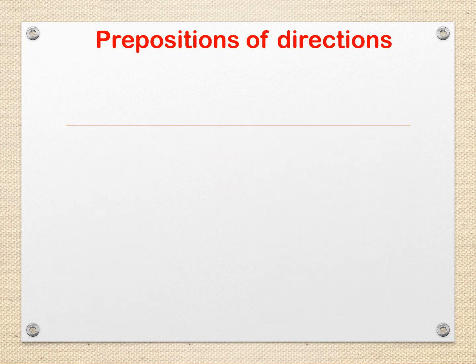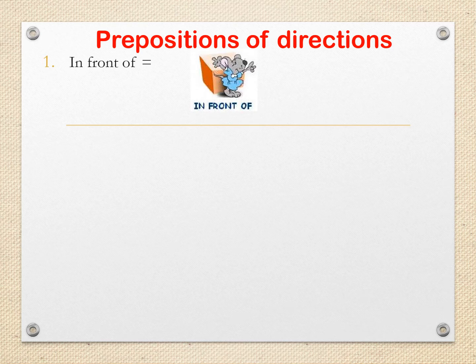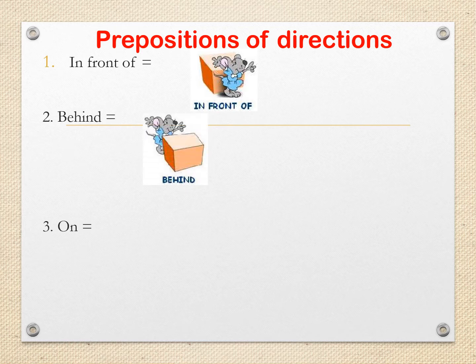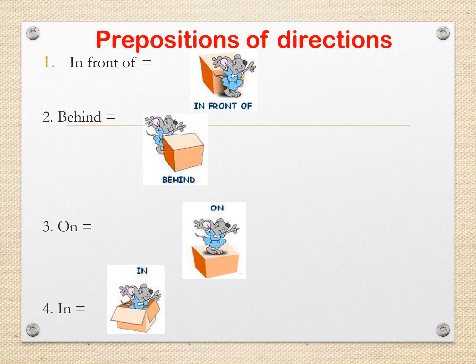So let's start with some prepositions of direction. The first one is in front of, as you can see here, this mouse is in front of the box. Then behind, the mouse is behind the box. And then on, the mouse is on the box. And then in, the mouse is in the box. So these are prepositions of direction and place.